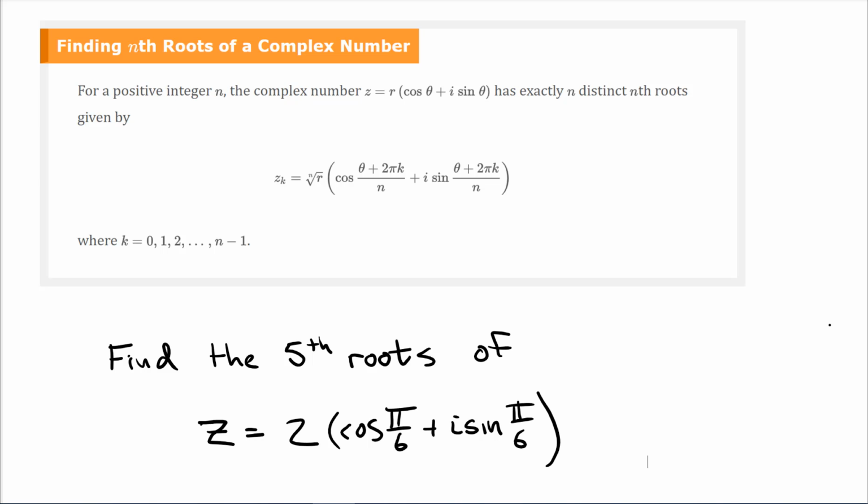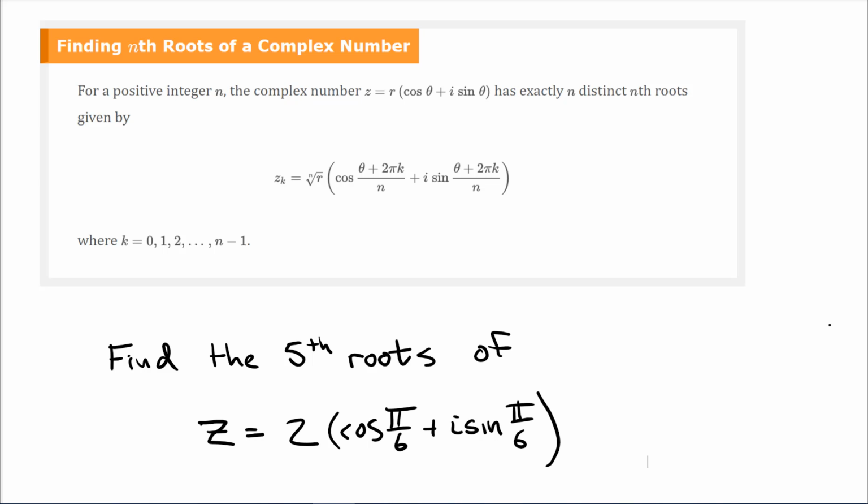All right, since we're finding the fifth roots, that means that we're going to have 5 unique fifth roots of this complex number. There's an i in there, so it has to be a complex number. Okay, before we get started, let's just write down our variables.